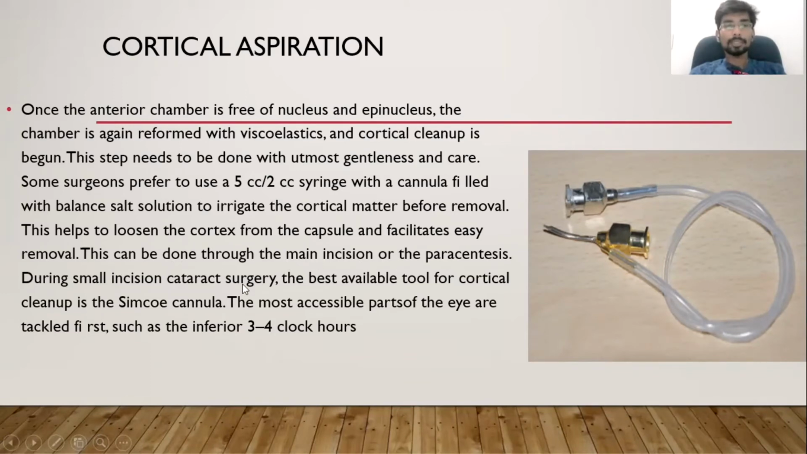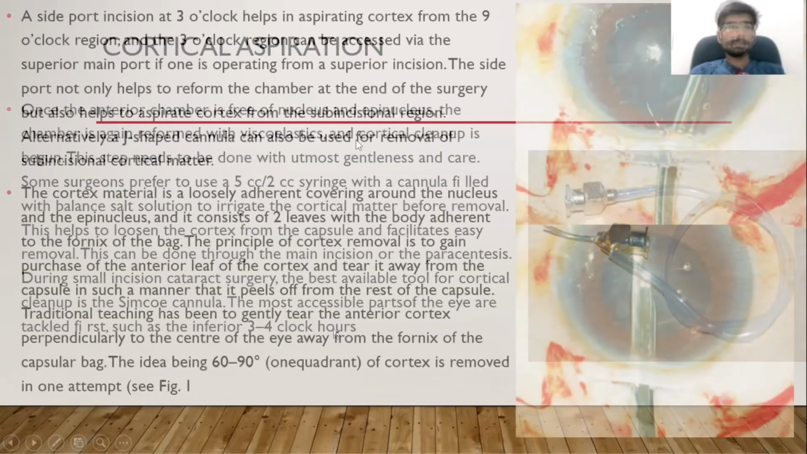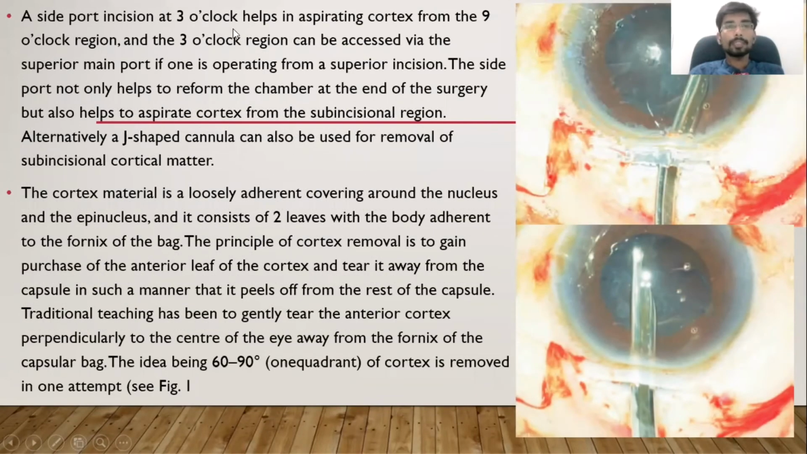During small incision cataract surgery, the best available tool for cortical cleanup is the Simcoe cannula. The most accessible parts of the eye are tackled first, such as inferior 3 o'clock, 4 o'clock. So, the side port at 3 o'clock helps in aspirating the cortex from the 9 o'clock region. And the 3 o'clock region can be accessed via the superior main port if one is operating from a superior incision.